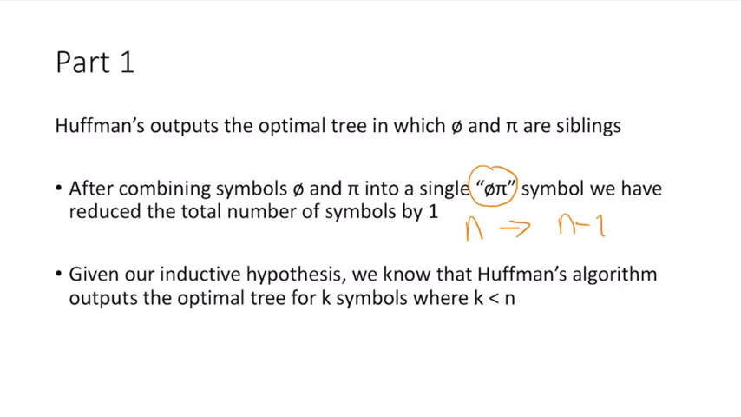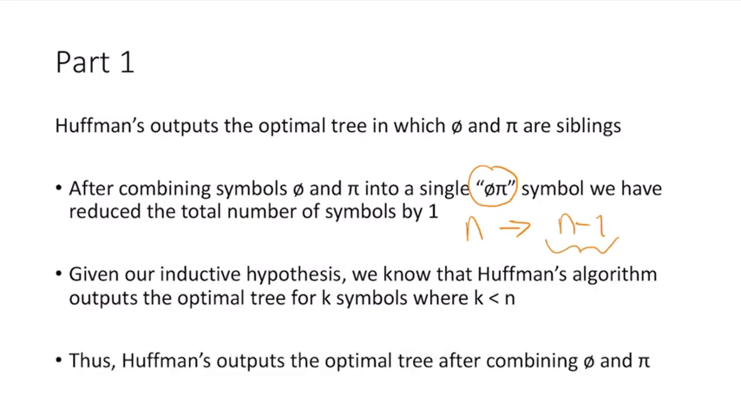And by our inductive hypothesis, we know that Huffman's algorithm outputs the optimal tree for that scenario. So after we combine two symbols, we know that we are left with the optimal tree. We know that it gets produced due to our inductive hypothesis. Okay, so out of all possible trees in which these two things are siblings, we know that we end up with the optimal such tree. Okay, so that's not very useful unless we can show that it's important that phi and pi are siblings.